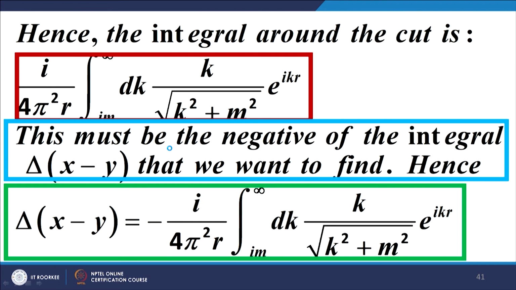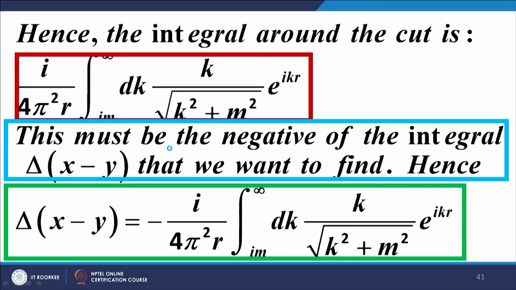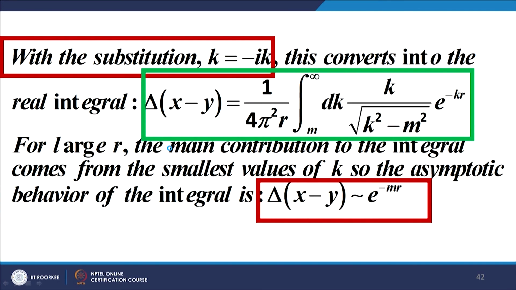Remember, we are adding the integrals, taking the limits from im to infinity, right from the point of the branch cut to infinity, adding up the two integrals along these two straight lines. And this integral, please note, must be the negative, because now we have avoided all the poles. There is no pole inside the contour, and therefore, the negative of this integral must be equal to the integral that we want to obtain. Hence, we have delta x minus y equal to this expression, which is given in the green box at the bottom of your slide.